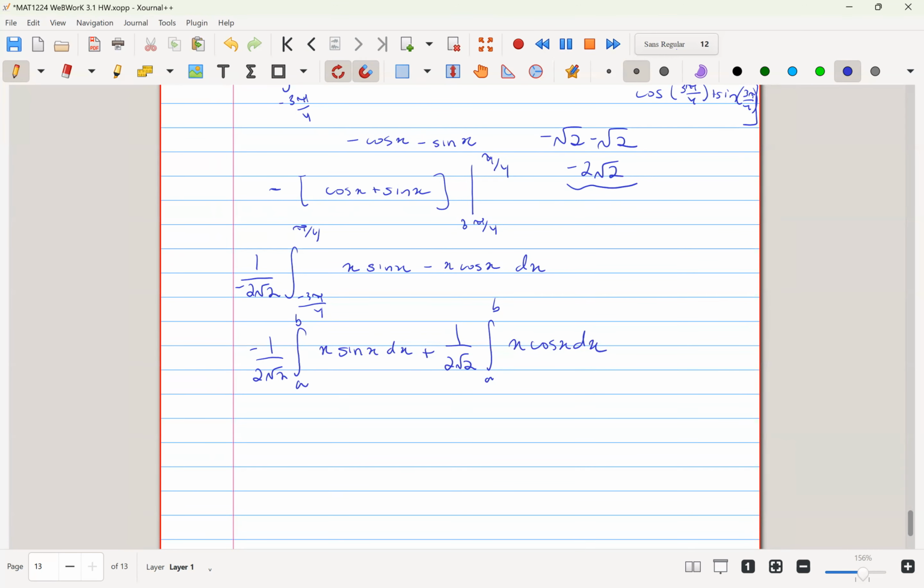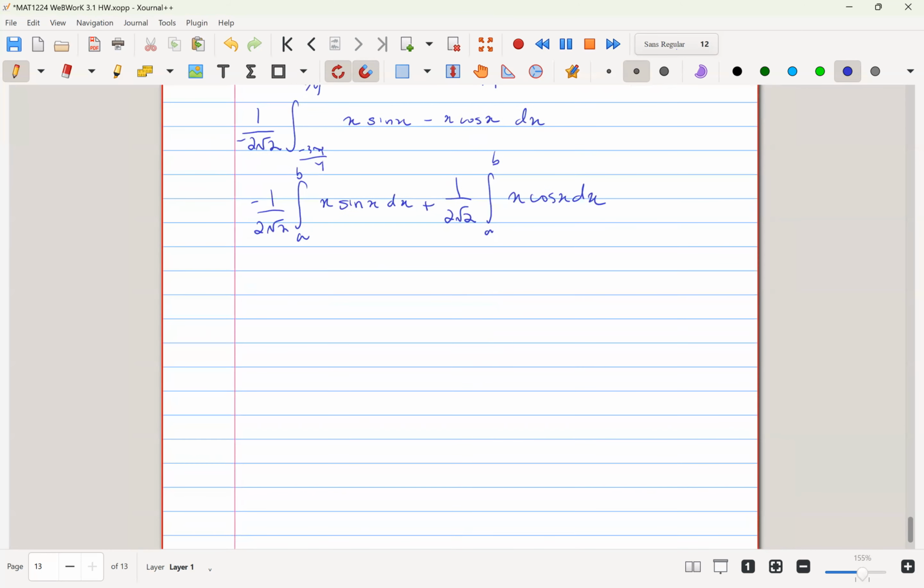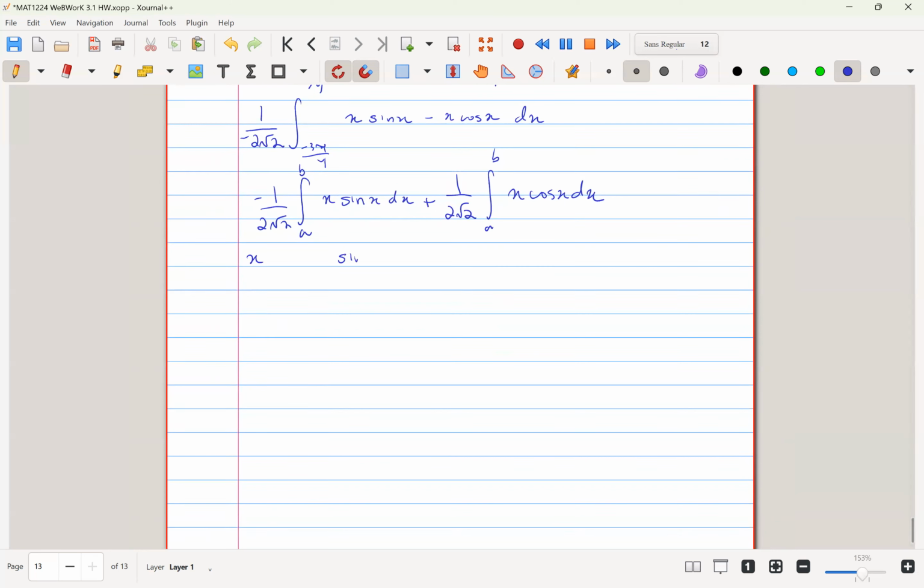Now we have our first integral that we're going to use integration by parts on, and we can use the tableau method. So we have x, sine of x, 1, 0. Integral of sine is negative cosine of x. Integral of that is negative sine of x. So we are given negative x cosine of x plus sine of x. Yep, that should be good. And then we have our negative 1 over 2 square root of 2.